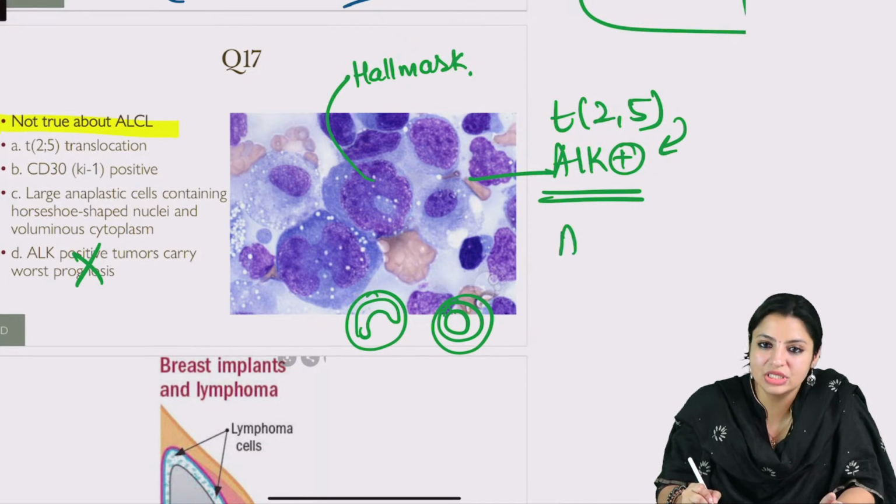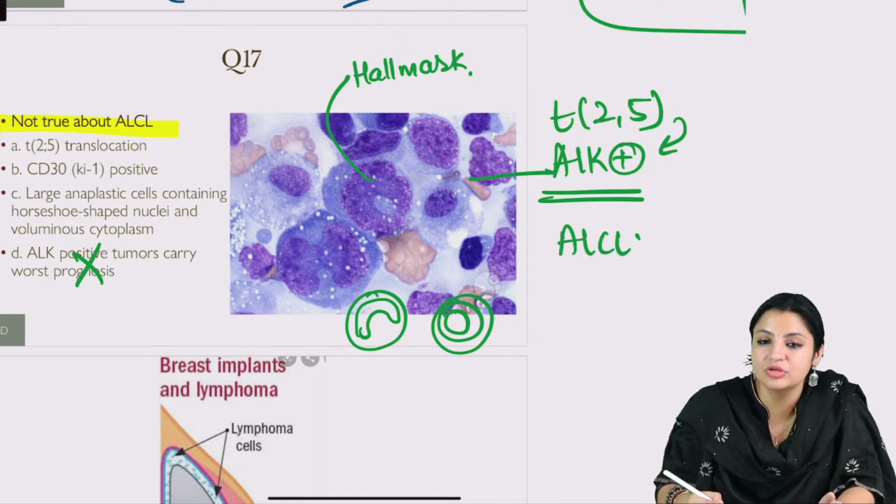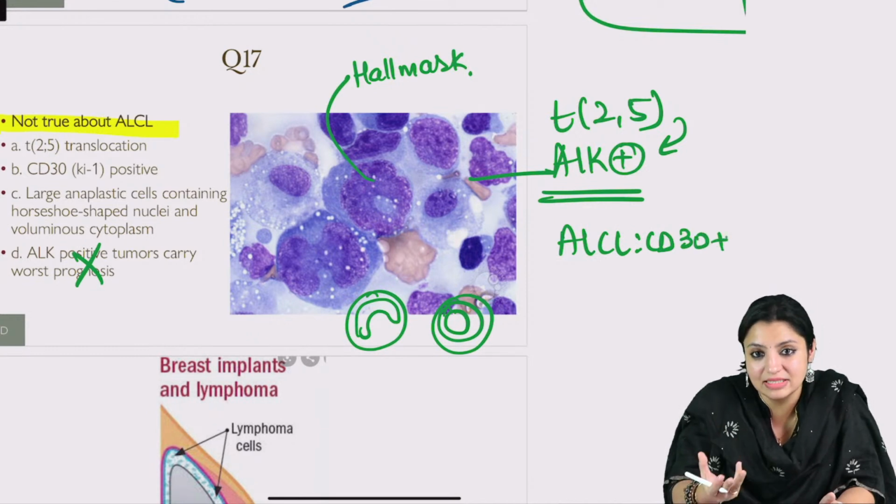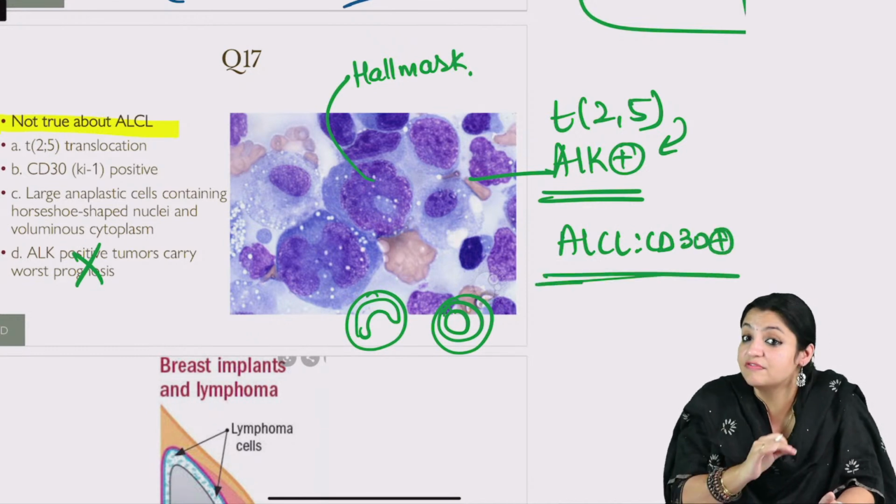Why do you use such thin needles? Because you don't want blood to come, because if blood is coming, it will obscure all the cells. FNAC is basically for aspirating cells. You don't want any blood, so it has to be done with a very thin needle.